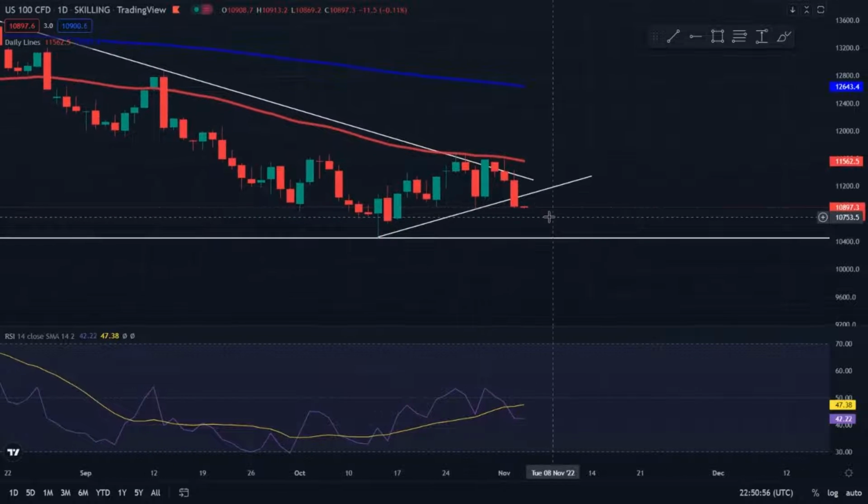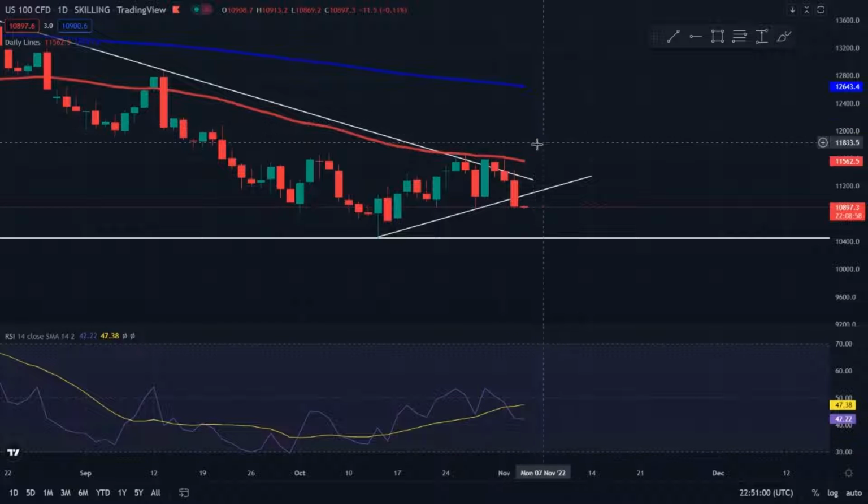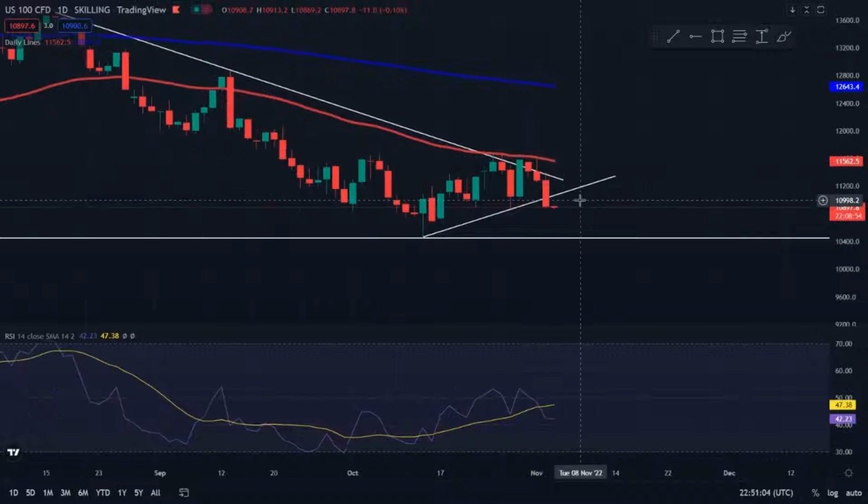I don't think we just broke it. I think we're still testing that, and I still believe we're going to see the Nasdaq 100 going up. I think a few things affected the Nasdaq 100 today, especially the Fed sounding a bit more hawkish, and this is scaring the market.